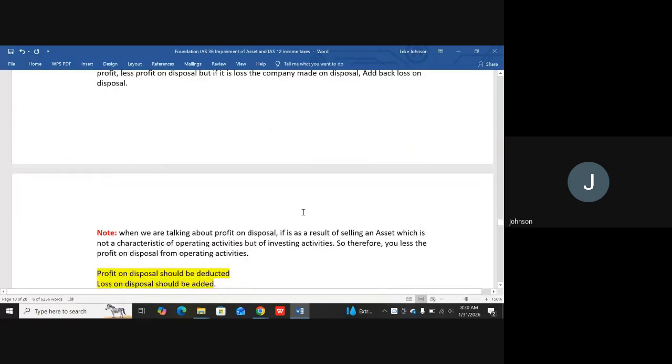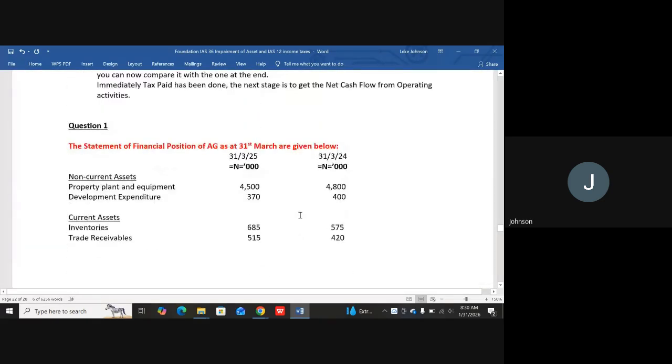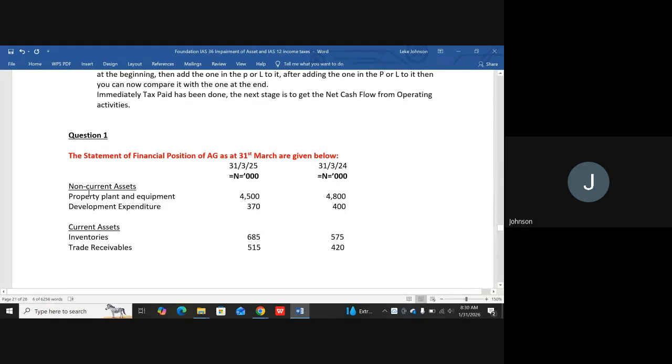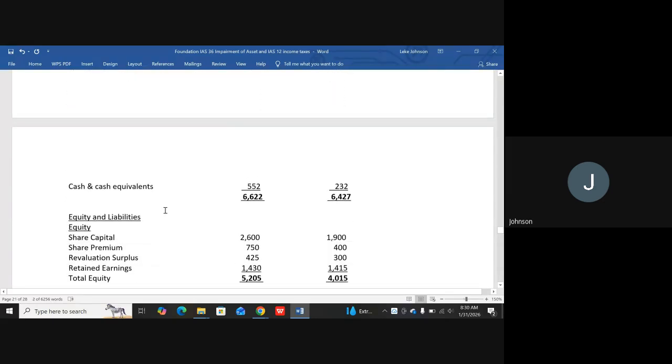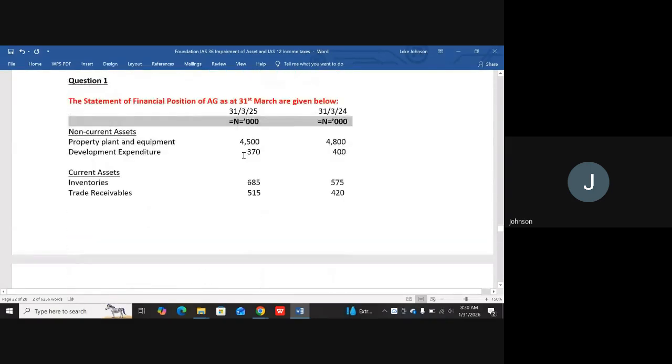Okay, I want to show us something in the financial statement. So this is like a financial statement now. Here we have the statement of financial position. When you have the statement of financial position, we are talking about all your assets and your liabilities. The assets owned by an organization versus the liabilities that the organization owes are going to be found in the statement of financial position.